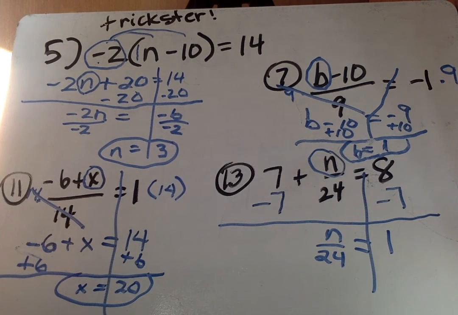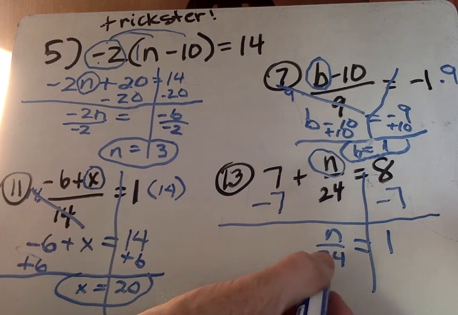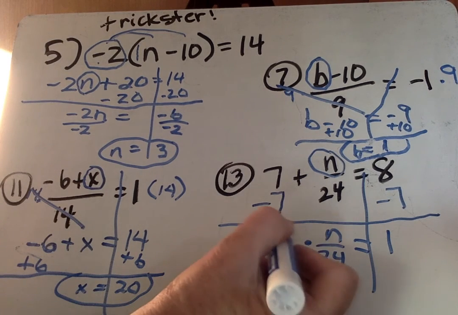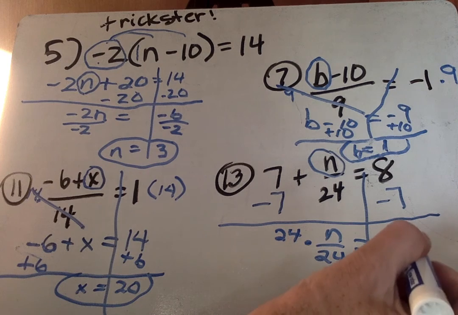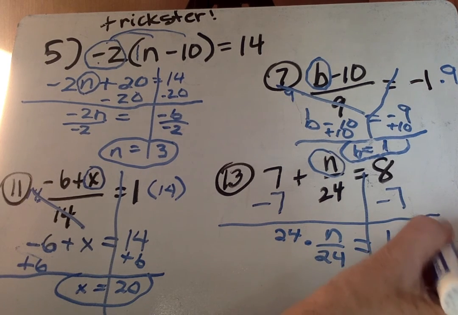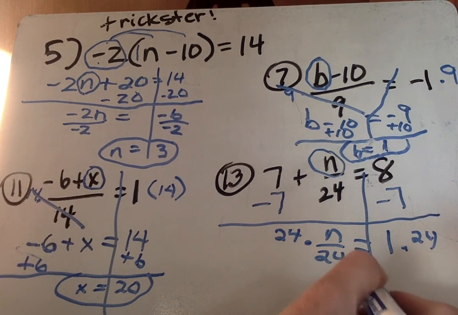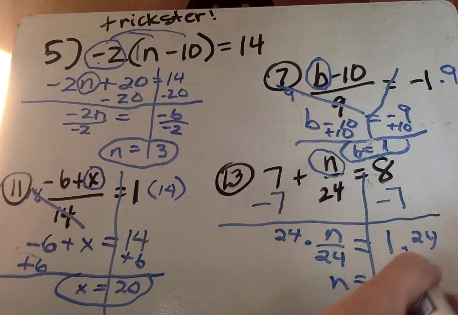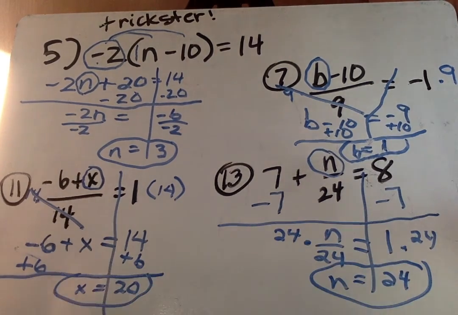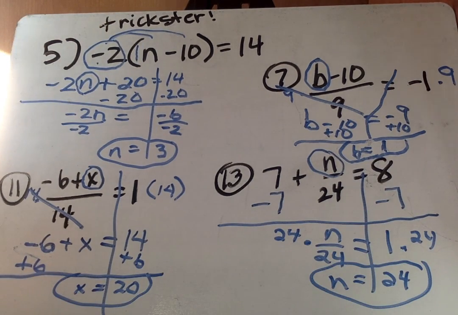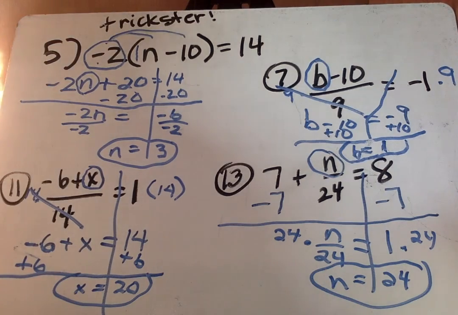And there you go. But over here, it's n divided by 24, so I multiply by 24. And there's the answer. You can do the rest of this, students. You rock.